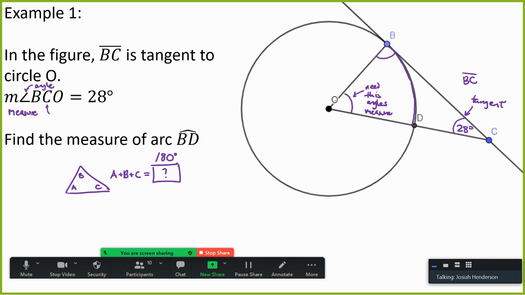So back to our actual problem, 28 degrees plus the angle at B plus the central angle at O, those all add up to 180. I'm going to write that down here on the right side. I'm going to say it like this, just to make it a little cleaner, even though I'm kind of cheating a bit with how I'm naming these. Angle C plus the angle at B plus the angle at O, the central angle. These all add to 180. And we know one of them is 28, so I'm going to plug that in.